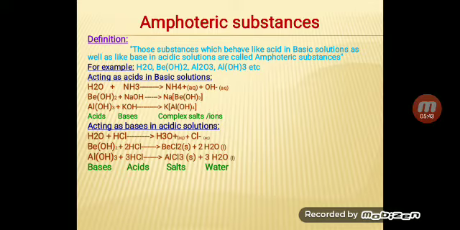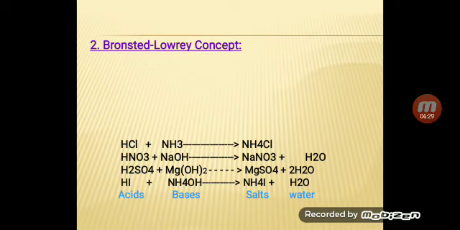For example, acting as an acid in basic solution: when water reacts with ammonia, in this example, water acts as an acid. Similarly, acting as a base in acidic solution: when water is combined with hydrochloric acid, in this case, water acts as a base because it accepts a proton. While in the above example, water loses a proton, so the proton donor species is known as an acid, while the proton acceptor species is known as a base. Another example is also given, so watch it carefully. Now, the second concept, the Bronsted and Lowry concept.